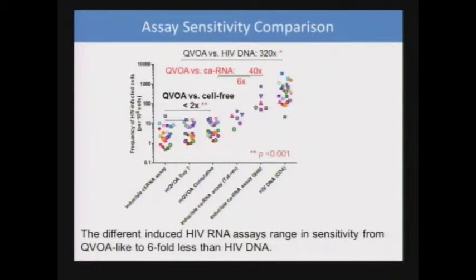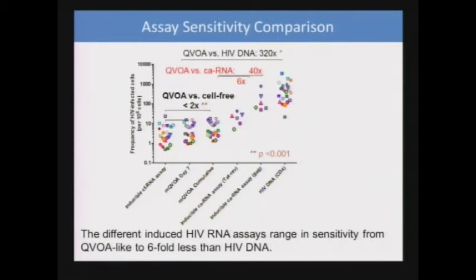So this puts together the measurements that I've described. We also looked here at looking at the QVOA at a couple different time periods. Some people have propagated for different periods of time. And again, the bottom line is that the QVOA versus the cell-free induced RNA in the dilution assay format give very similar results within a factor of 2 and strongly correlated.